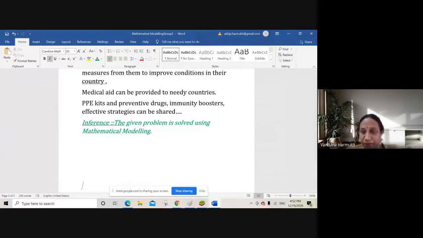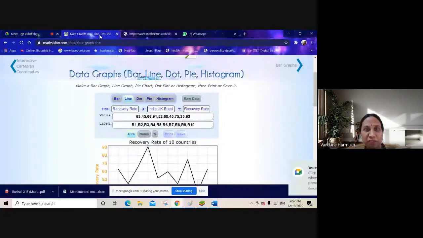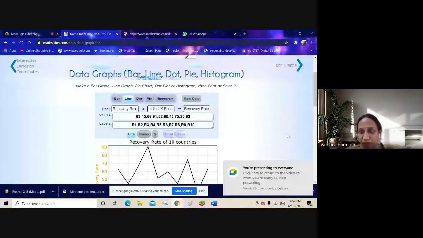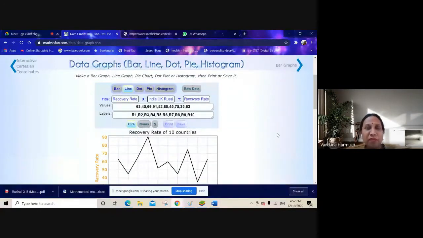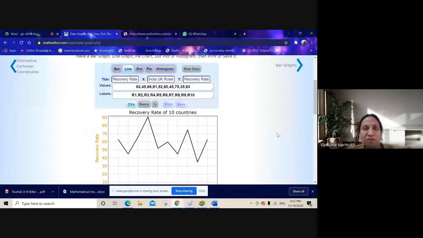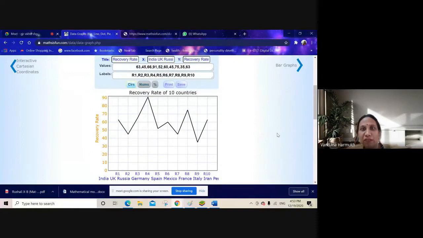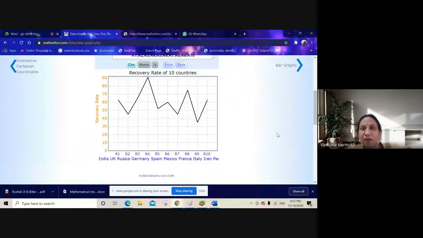And so this is the model. And one more frequency polygon I prepared. This is only for the recovery rate for the same data. Again, we are using Maths Is Fun in this. So this is the title, recovery rate. X-axis is showing all the countries. Y-axis is showing the recovery rates. I have rounded it off to whole numbers, integral parts only. The values were in decimals, real values. And the frequency polygon is drawn like this.